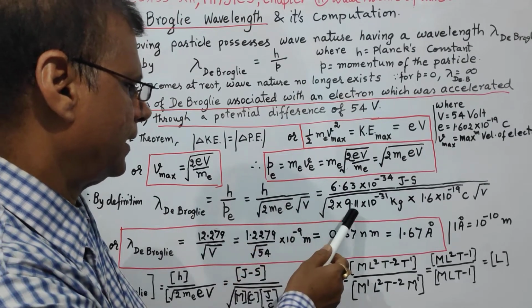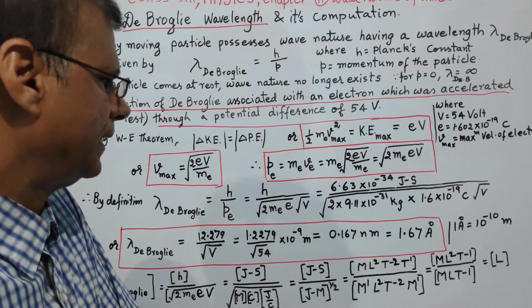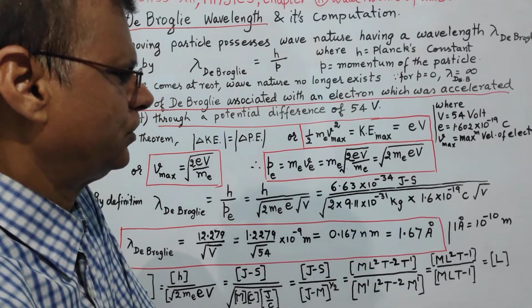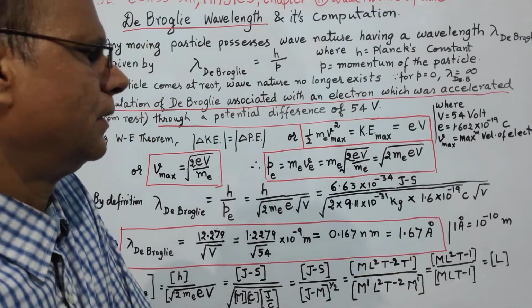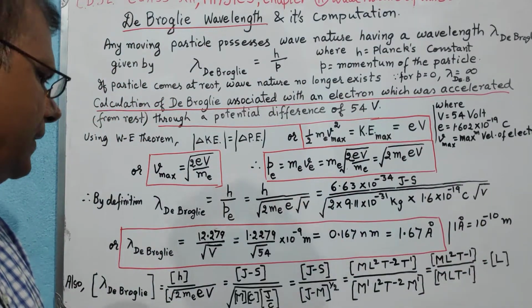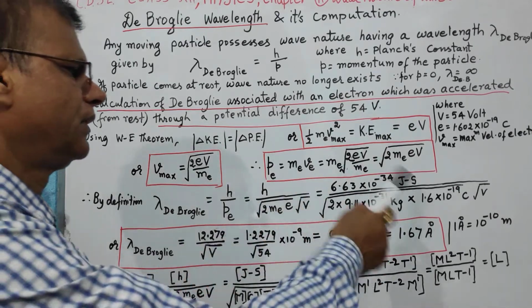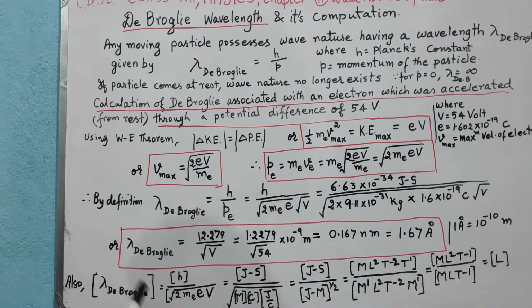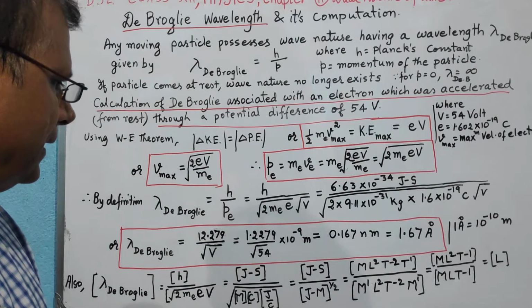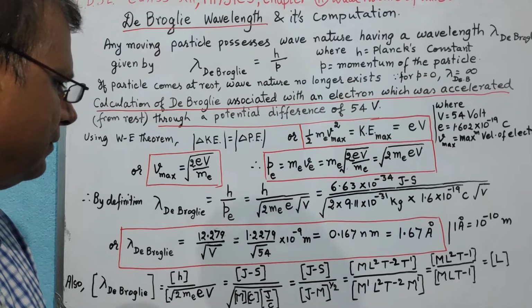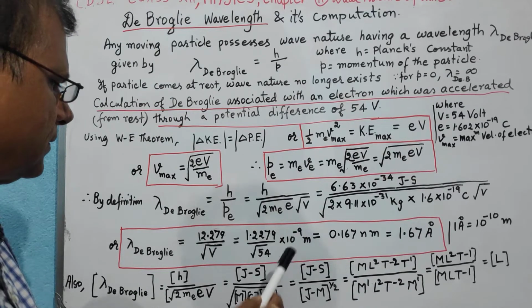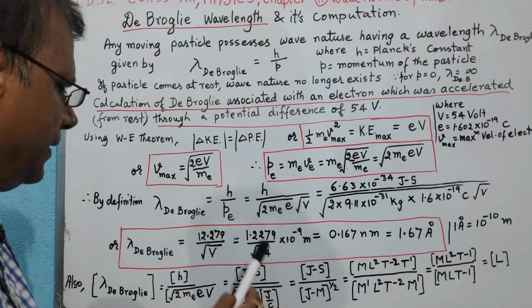Mass of electron is 9.11 into 10 power minus 31 kg, and charge on electron is 1.602 into 10 power minus 19 coulomb. And here V is the potential difference across which the electron has been accelerated. Once you put these values and calculate, you will get the value equal to 12.279 into 10 to the power minus 9 divided by under root 54.